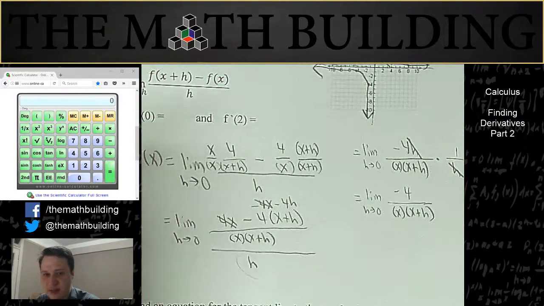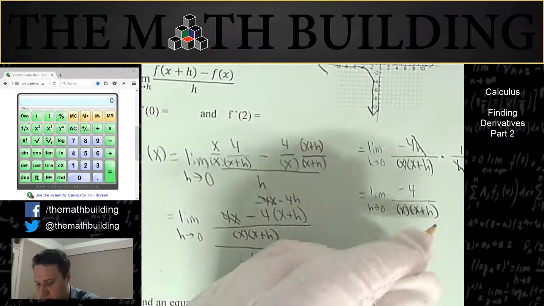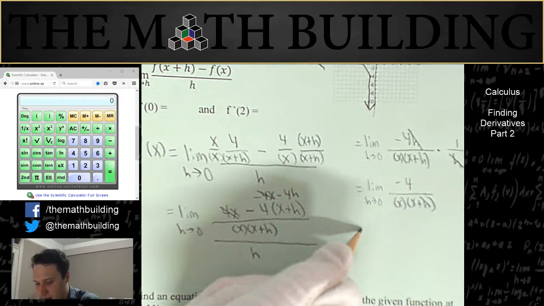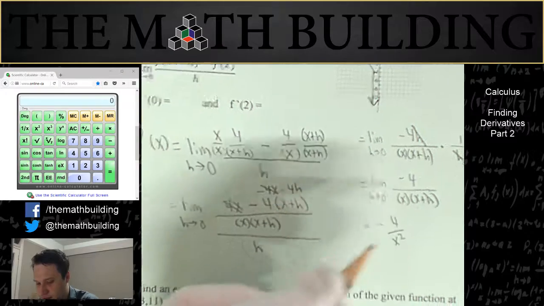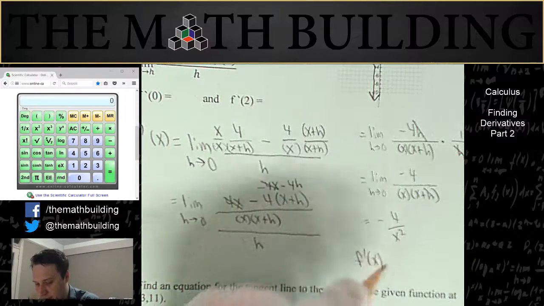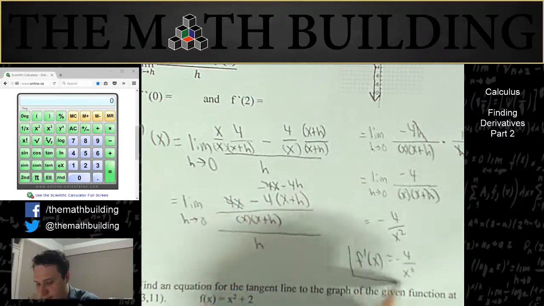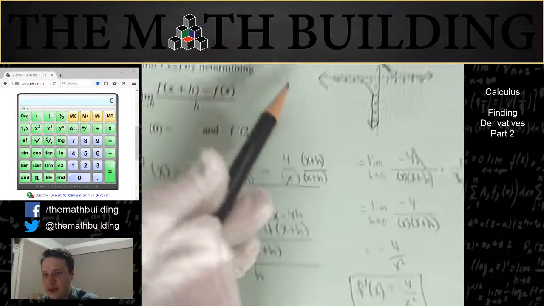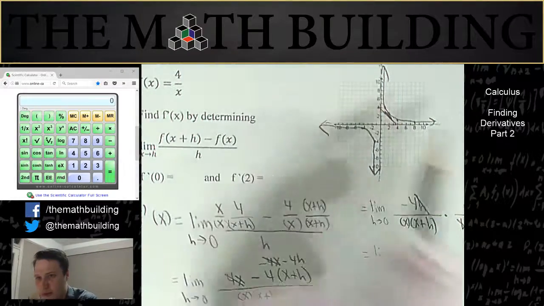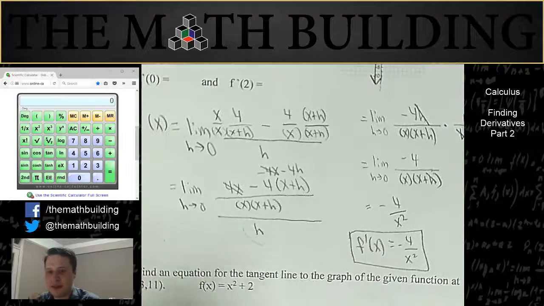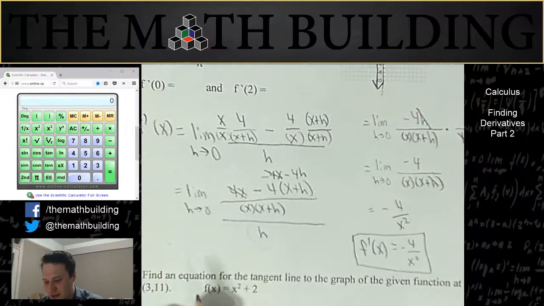And now if I take the limit as h approaches 0, it's not going to wreck anything. So let's do that. This h right here goes to 0. And so we get negative 4 over x times x is x squared. So the derivative, f prime x, is equal to negative 4 divided by x squared. That's really cool. So the instantaneous rate of change of the entire hyperbola function, not just this part, but the entire thing, can be given by the function negative 4 over x squared. So that's really remarkable.